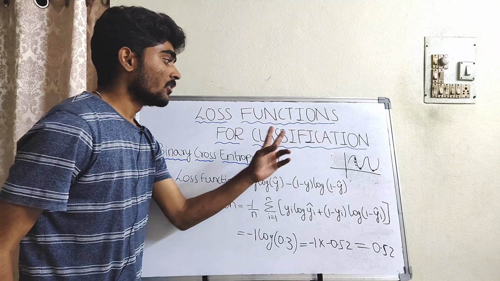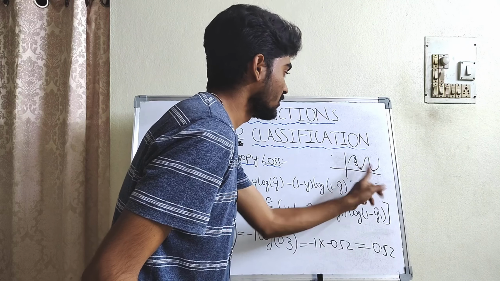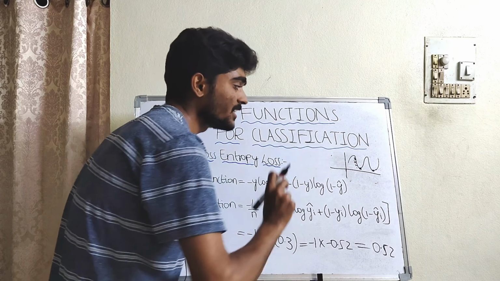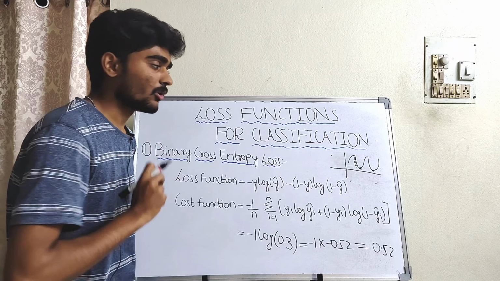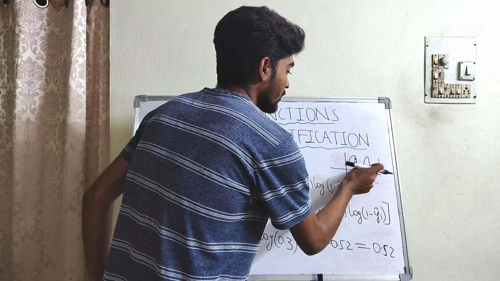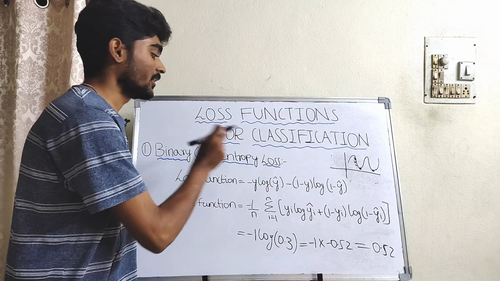When you compare both these local minima, any one can be the global minimum. Any one can be the least point where you get the minimum loss, but your gradient descent algorithm will stop over here and will not go till here. This is the main disadvantage of binary cross entropy loss.